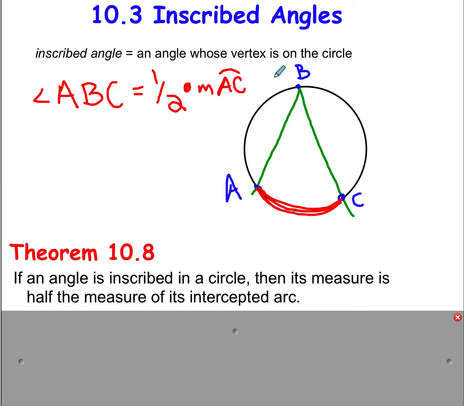Okay, so theorem 10.8 says that if an angle is inscribed in a circle, then its measure, the measure of angle ABC, is going to be half the measure of its intercepted arc. And since this angle's intercepted arc is AC, 1/2 times the measure of AC will be the measure of angle ABC. So that's theorem 10.8. Moving right along, we have a couple more rules to go over.